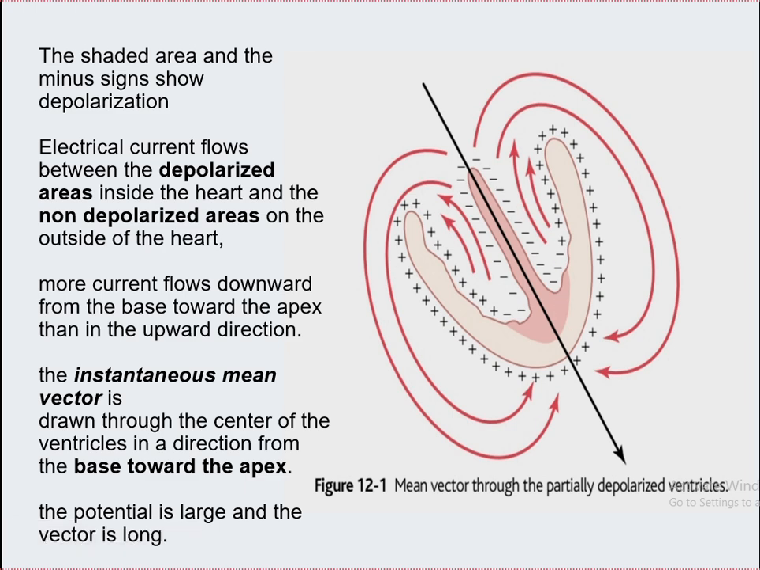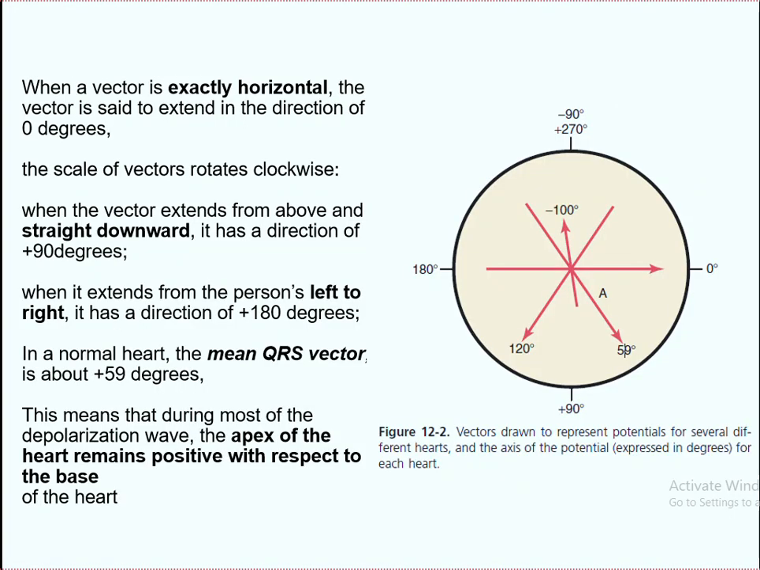If you get a mean vector to represent all vectors taking place inside the heart, it will be moving from the base towards the apex. Its direction was determined to be 59 degrees from the zero baseline. This is what this illustration is showing.